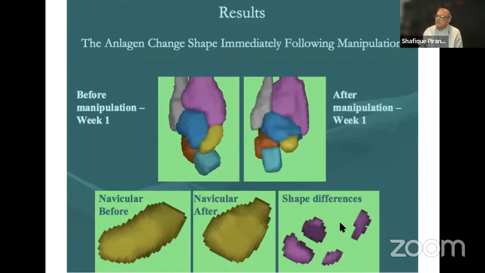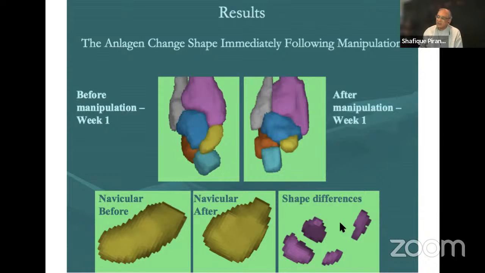But actually, this is the important slide here: when did the things change? We were able to do an MRI before manipulating, and then immediately after manipulating the foot. What changes happened during the manipulation? Here you can see the blue and the yellow, the talonavicular joint, and you can see that the changes happen during manipulation, and the manipulation therefore becomes extremely important. The bottom pictures show the change in the shape of the navicular before and after manipulation.